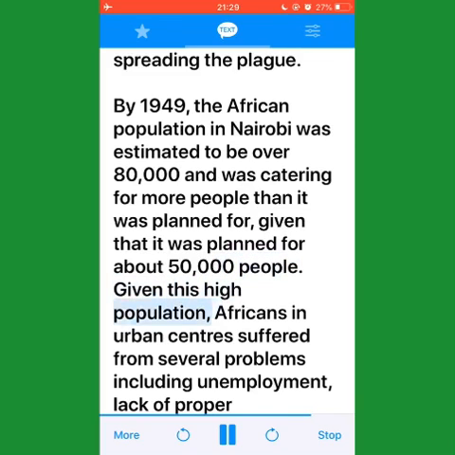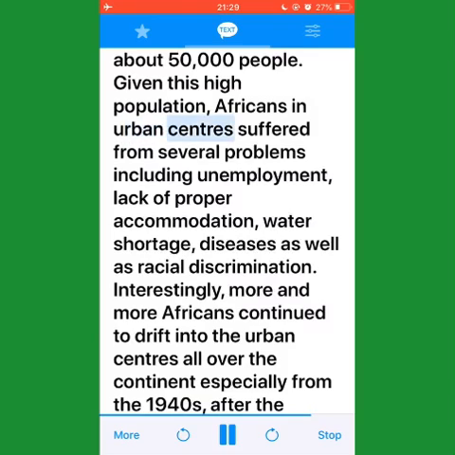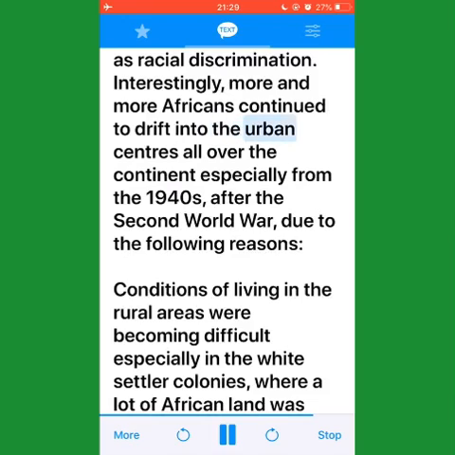Given this high population, Africans in urban centers suffered from several problems including unemployment, lack of proper accommodation, water shortage, diseases as well as racial discrimination. Interestingly, more and more Africans continued to drift into the urban centers all over the continent, especially from the 1940s, after the Second World War, due to the following reasons.